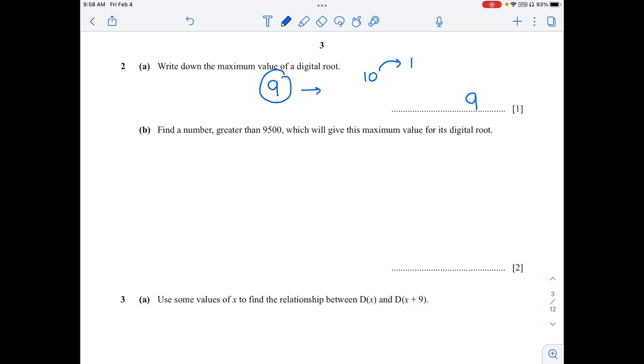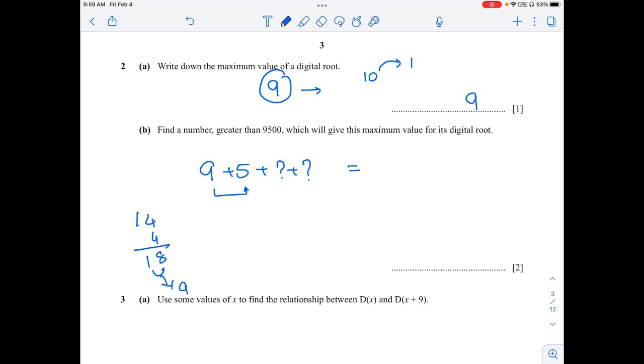Find a number greater than 9504 which will give this maximum value of digital root. 95, I want the digital root to be 9. So what am I going to do? 9 plus 5 plus question mark should give me a total of 9. As of now we can see that 9 plus 5 is nothing but 14. If I make the total 18, then 1 plus 8 is going to be 9.